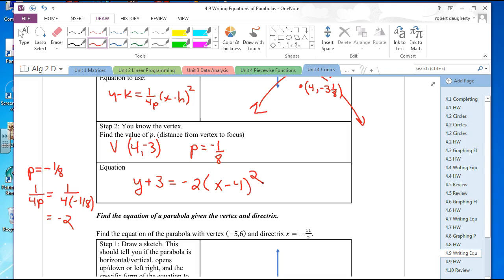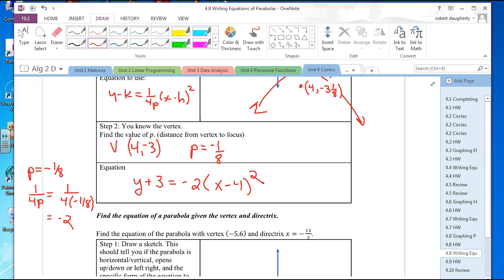So again, you've got to find the vertex to write the equation. You got to find the vertex and P, and you got to know which form to use: what's being squared, the x's or the y's. You just look at the information you have. And in all of these, I think you're given the vertex.